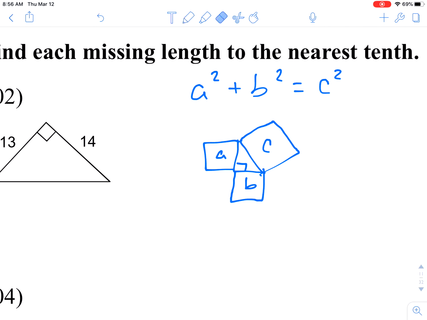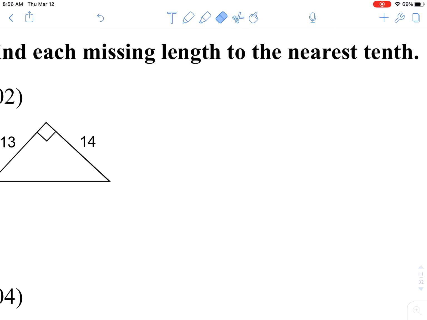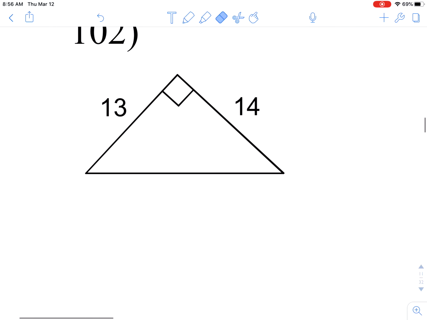And so what that would look like for problem 102 is you have to identify the right triangle. So right here's the right triangle. Directly across from it, that is where your C is going to be. The other two don't really necessarily matter which one's A or B. I always pick the smallest to be A just so I can be consistent. So the problem that I'm looking for again is A squared plus B squared is equal to C squared. And so 13 squared plus 14 squared is going to be equal to C squared.